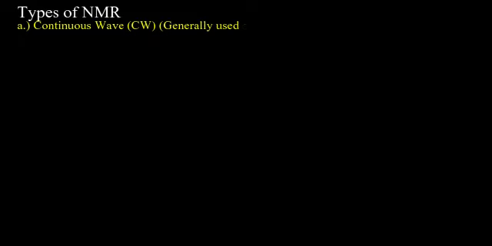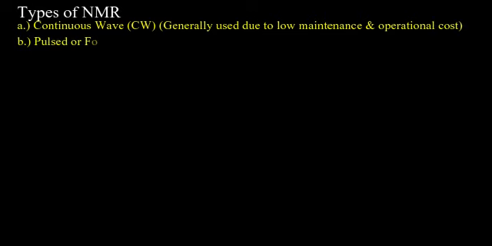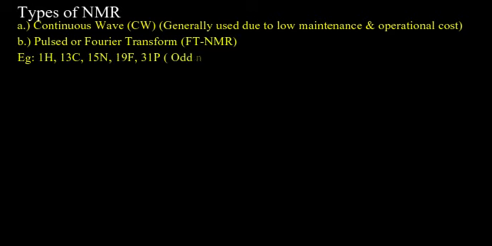What are the different types of NMR? Basically two types. One is continuous wave, CW, generally used for low maintenance and operational cost. Number two, that is pulse or Fourier transform, FT NMR. The different NMRs are hydrogen NMR, carbon NMR, nitrogen NMR, fluorine NMR and phosphorus NMR, that is 1H, 13C, 15N, 19F, 31P. That is all, by number of protons and neutrons.